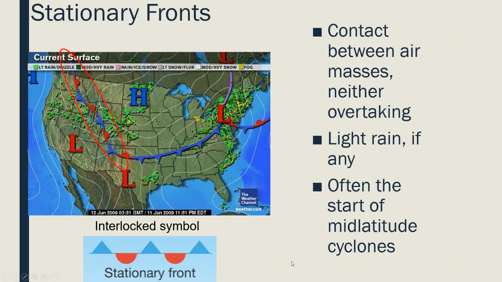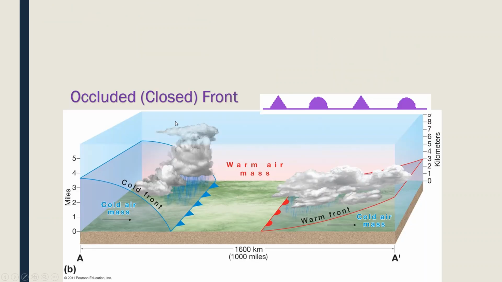This is often the start of a mid-latitude cyclone. And mid-latitude cyclones, we have lots of them in the United States. So these storms kind of originate over the Pacific Northwest and then move across the United States. And I'm going to show you what that looks like after I show you the last front.